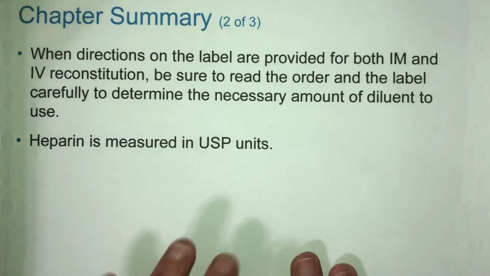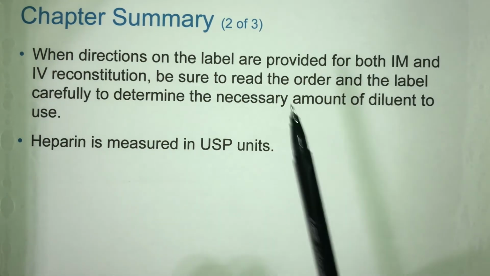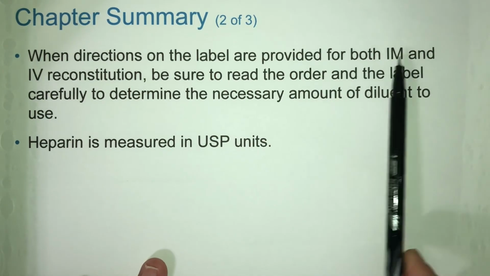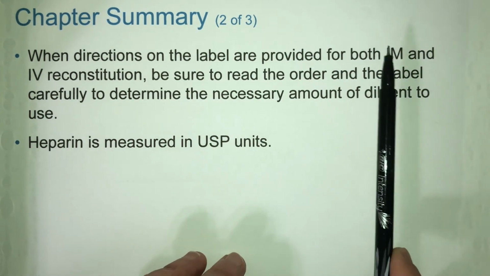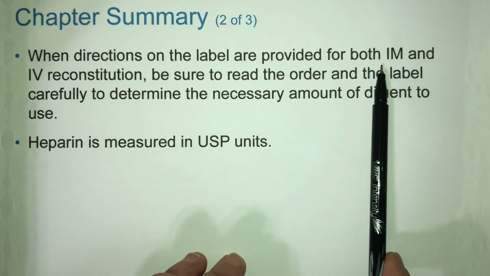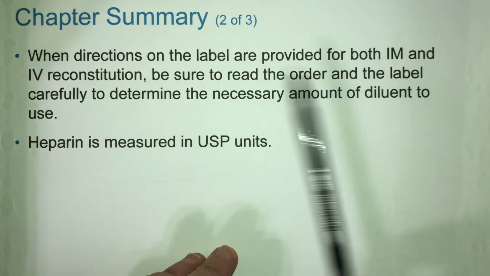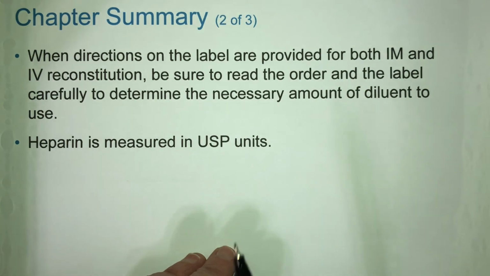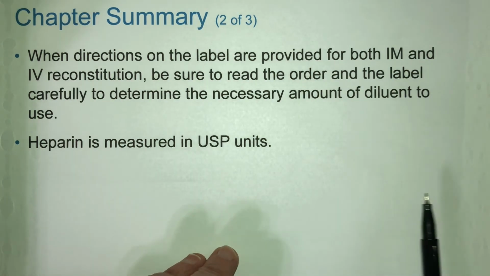All right. Sometimes when you're talking about reconstituting the drug, there'll be information provided both for an intramuscular direction and an IV reconstitution. They may be different on how you mix it and how you deal with the strength on that. So make sure you read the order and the label very carefully to determine the necessary amount of diluent.